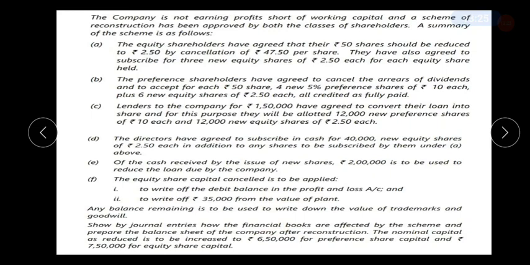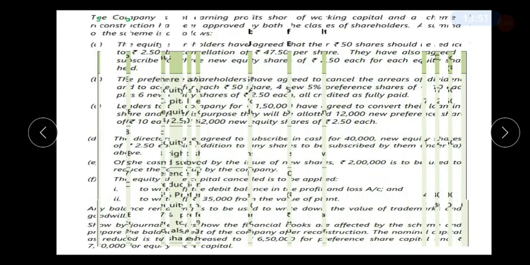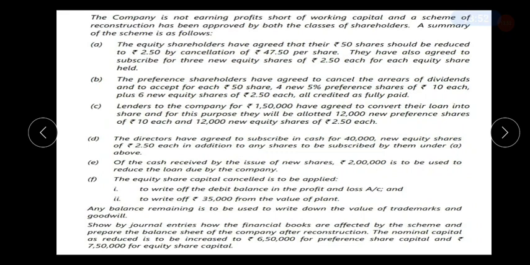Okay, but you need to follow these points in order to reconstruct the company. It's simple. You have to go by the scheme. First, you need to pass journal entries in the books of Rebuilt Limited. So you draw a table with particulars, debit items and credit items, and just follow the scheme. We have to pass the journal entries according to the scheme. So let's go through them one by one.